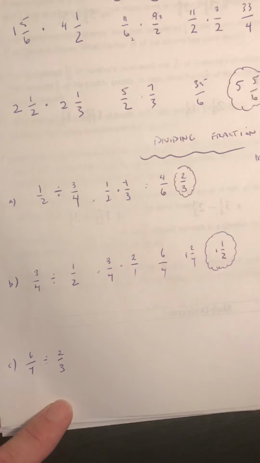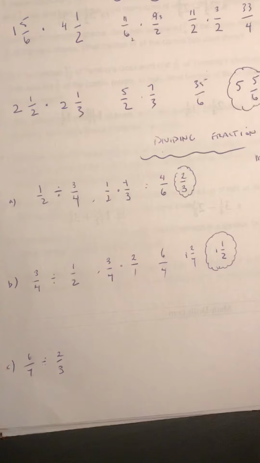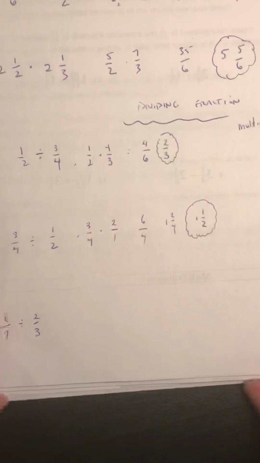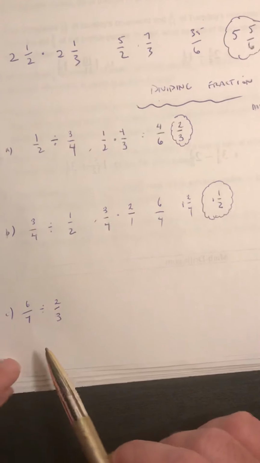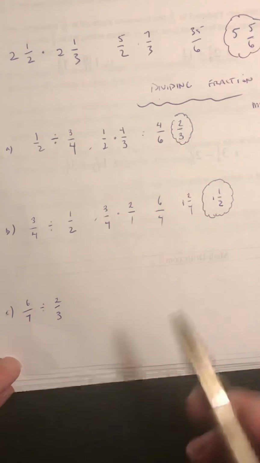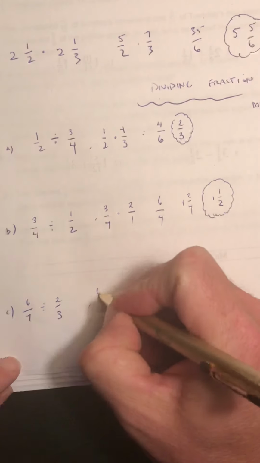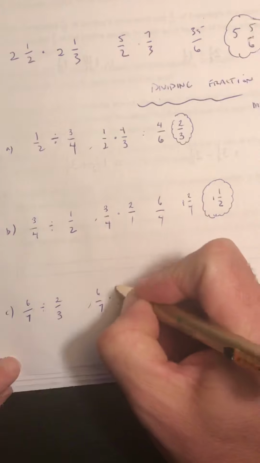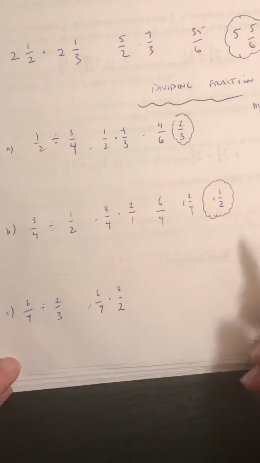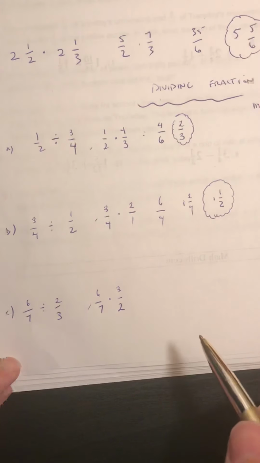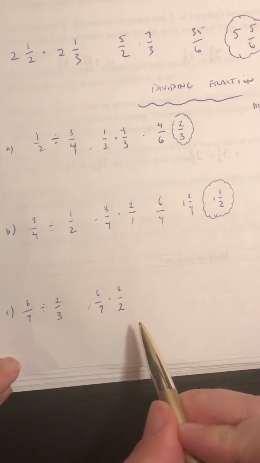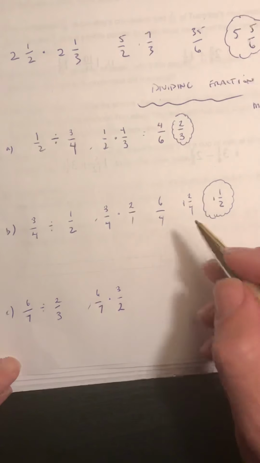All the steps sort of get put into the process here. We've got subtle differences for each one, but now let's look at this one right here. So we've got 6/7 divided by 2/3. Let's rewrite it: 6/7 times 3/2. And again, multiply straight across the numerator, multiply straight across the denominator, and then reduce.